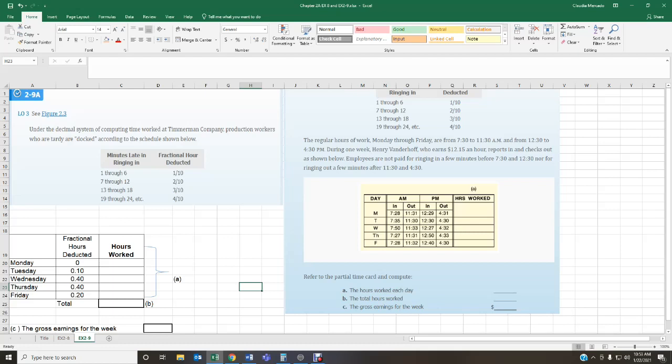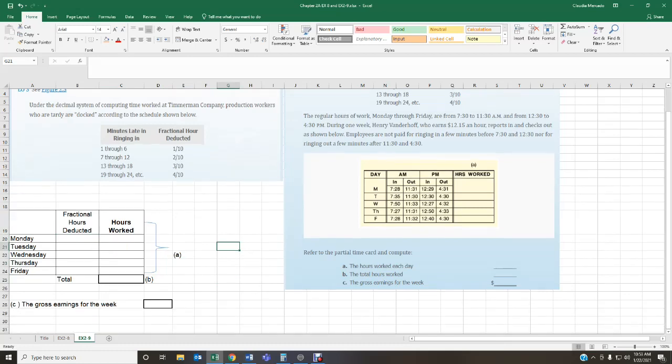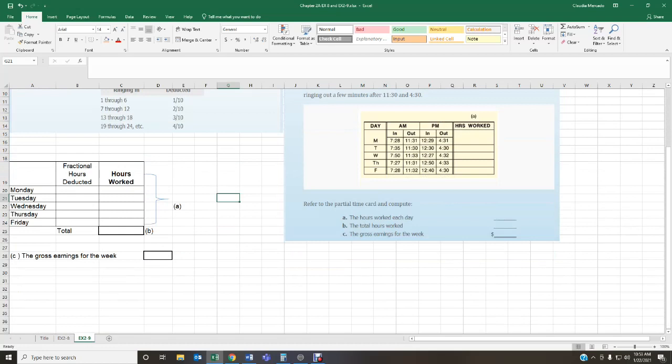Now, they're asking us to refer to the time card and compute A, the hours worked each day, B, the total hours worked, and then C, the gross earnings for the week, okay? So, let's start working on the problem. I went ahead and I created this little diagram. That way you can see how we're going to be doing the calculations, okay?